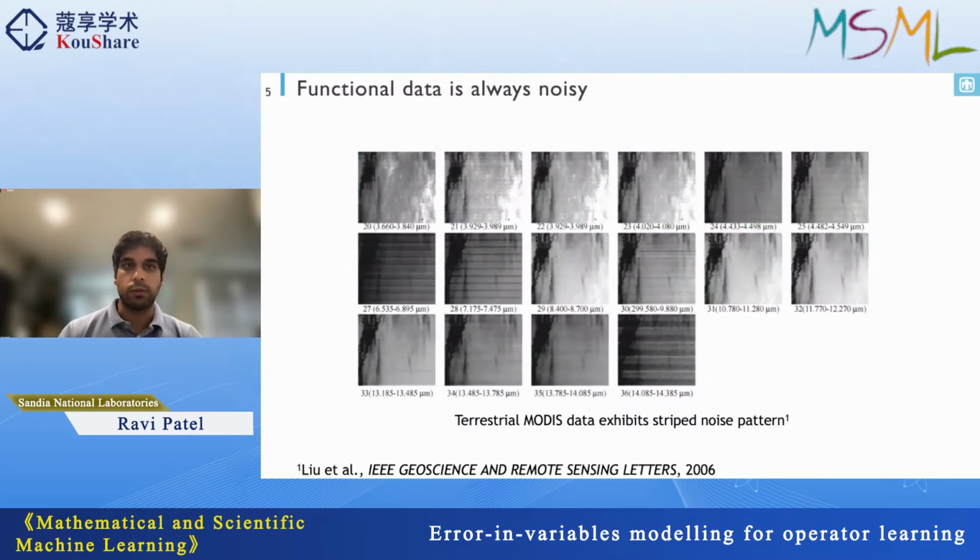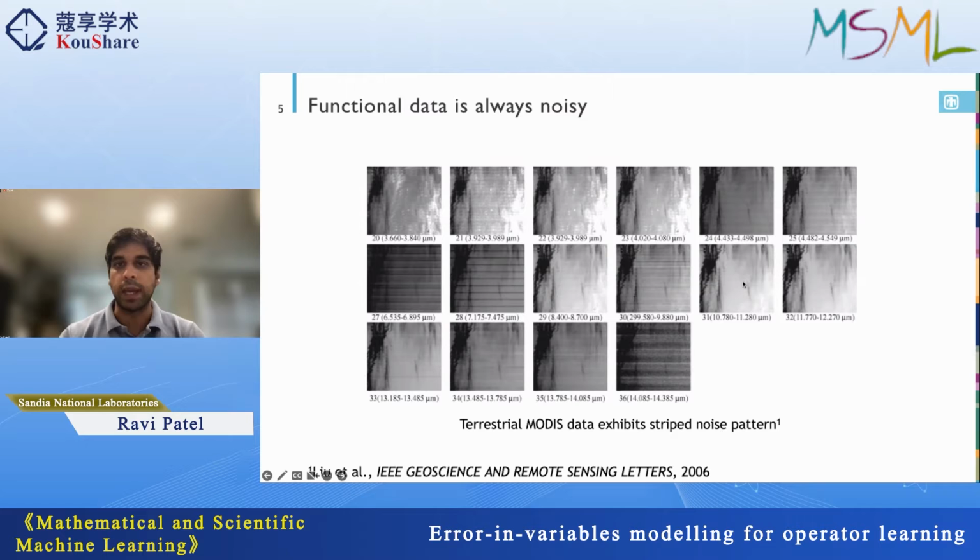But it turns out that functional data is always noisy. So these are coming from signals, and signals always tend to be noisy. So just as an example, I'm showing terrestrial temperature measurements from satellite for various frequency bands. And for each one, you can see this characteristic stripe pattern that shows up. And we're going to always expect this kind of noise. And even when we can improve our measurement equipment, there will be a tendency to put them in noisier environments or run them at higher sampling rates.